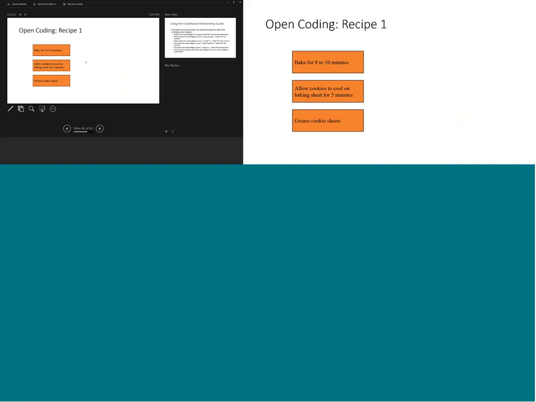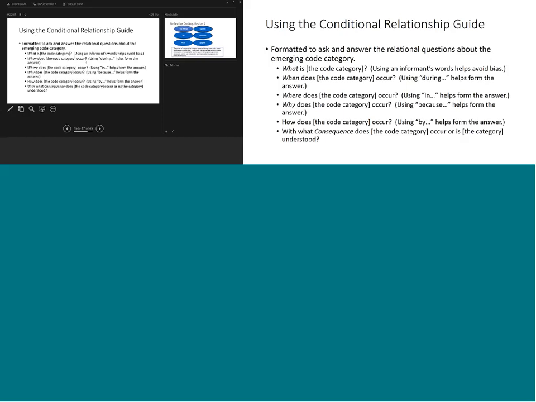Once I've gone through that, I go through open coding and I break down my transcript, or in this case this recipe, and I have these various open codes. Now, once I have those open codes, this is where we want to start looking at the conditional relationship guide from last week's slide. What I like about this, and what Dr. Scott liked about this, was that it was formatted to ask and answer the relational questions about the emerging codes that are coming out of here.